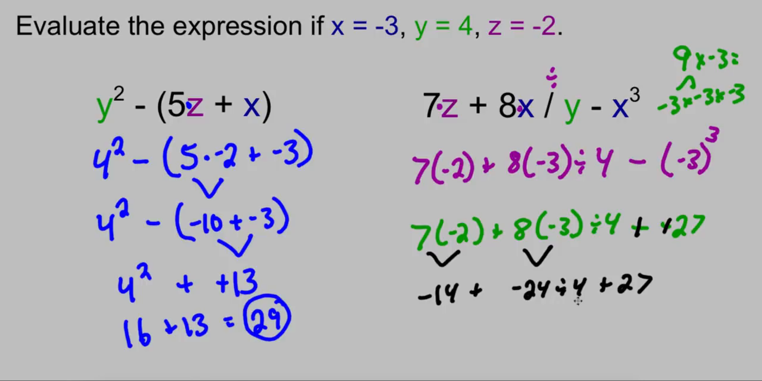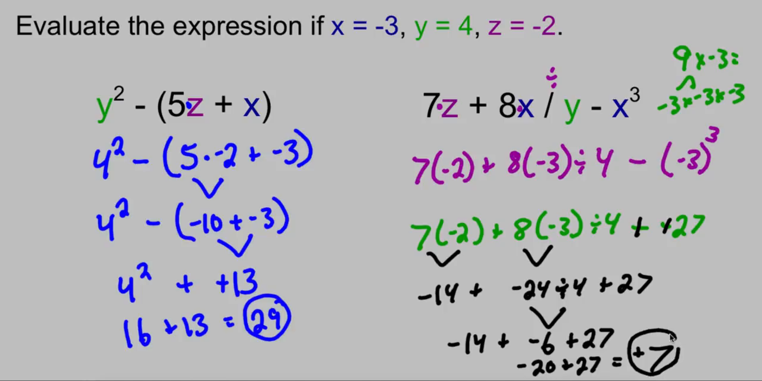And I rewrite the rest. Now I got to take care of that dividing because it was kind of the last in the line. Negative 24 divided by 4 is going to be a negative 6. And now I'm left with just my addition. So I just move them across left to right. Negative 14 plus negative 6, same signs, add and keep, is negative 20 plus 27. Here they have different signs, so we're going to subtract them and take the sign of the higher number. So we get an answer of positive 7. But show that work all the way through, step by step to the end.